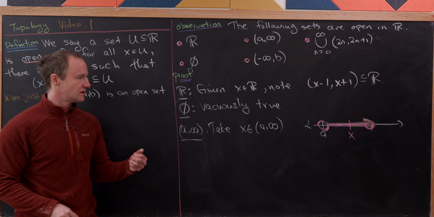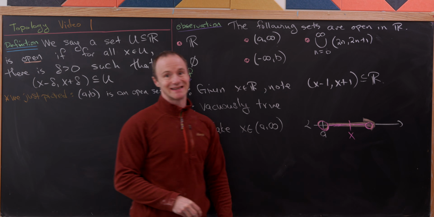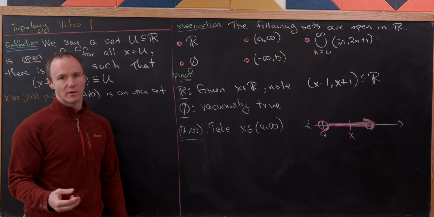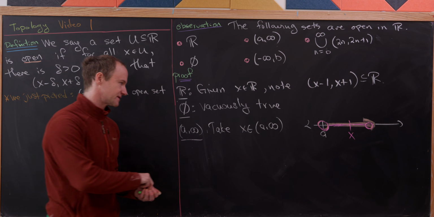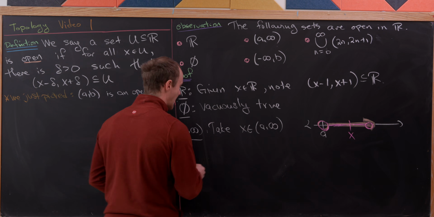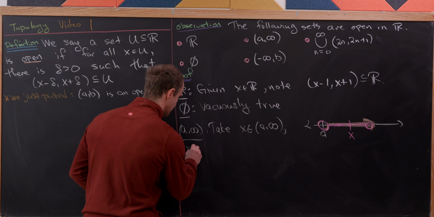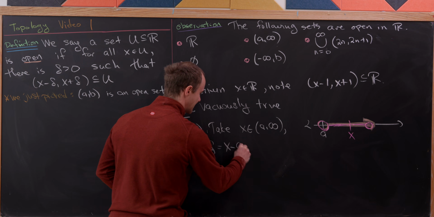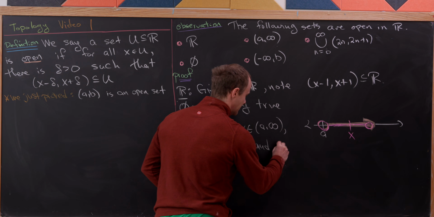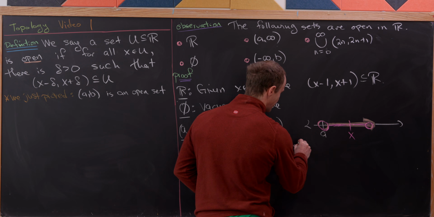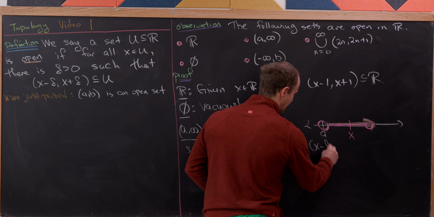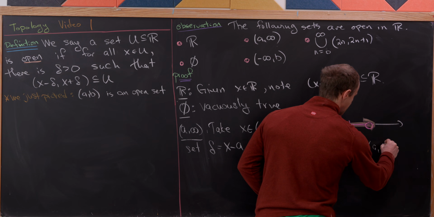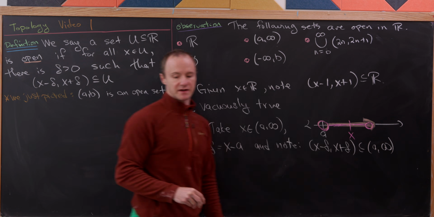One direction, because we measured it just exactly to the end point, and to the right because this interval never ends. So we can do that in the following way. Let's set delta equal to x minus a, and let's note that we pretty clearly have x minus delta to x plus delta is contained in our interval a to infinity.